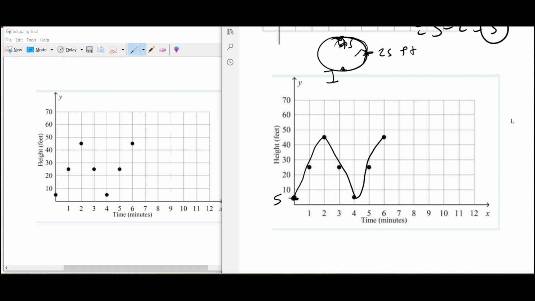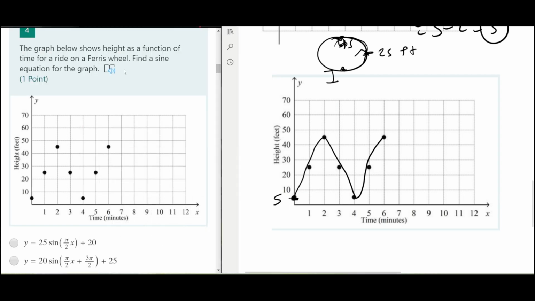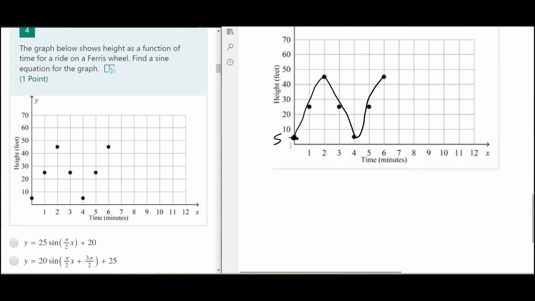So essentially what we want to do is figure out the equation based off of sine. Remember that the equation for sine is y equals a sine of b times x minus c, plus d. So remember, we have to find a, b, c, and d. So a is the amplitude. So we need to figure out the midline for this.